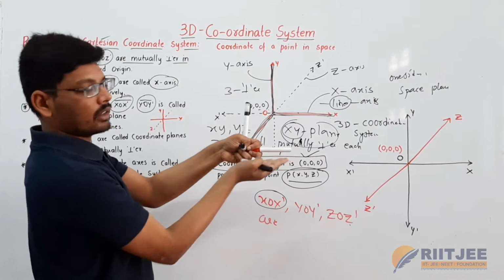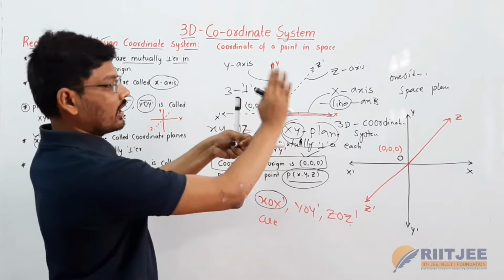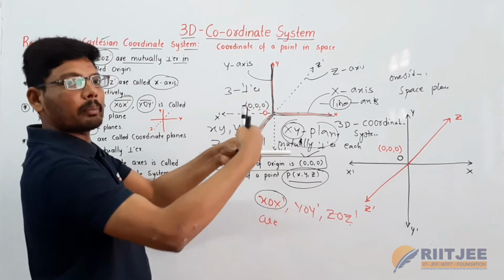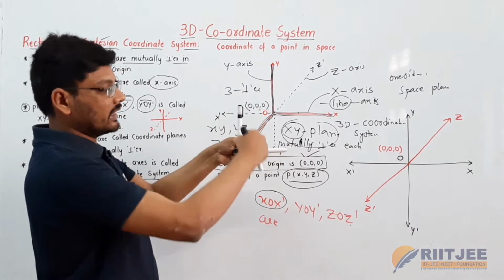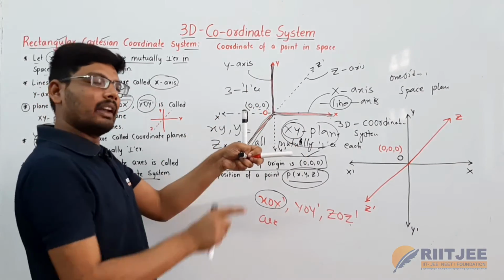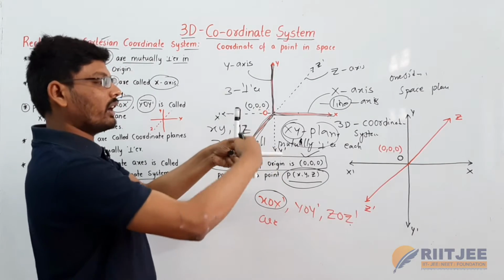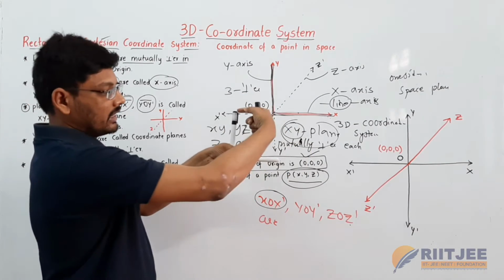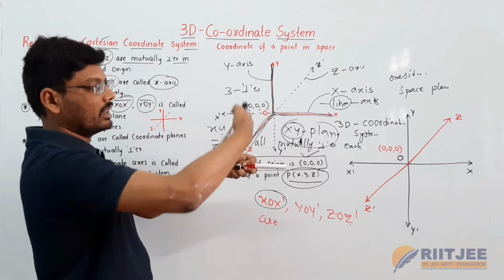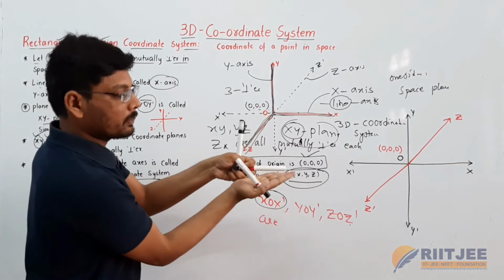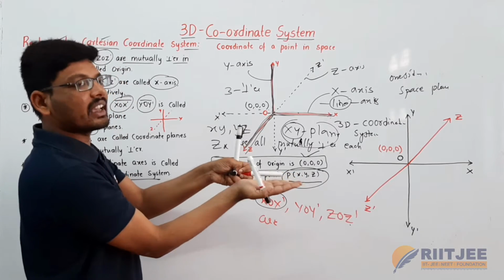This space is called a plane. These three planes are perpendicular to each other, and these three axes are perpendicular to each other. This is the xy plane. This vertical space on one side is the yz plane, and this base is the xz plane.